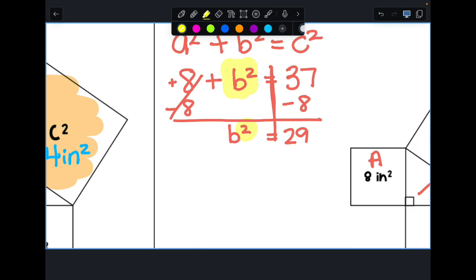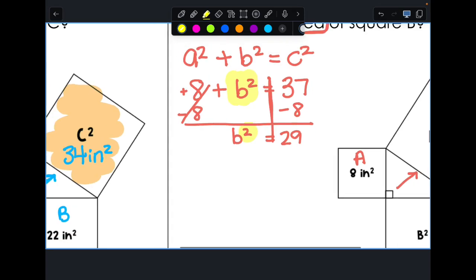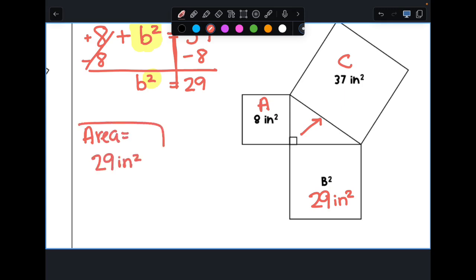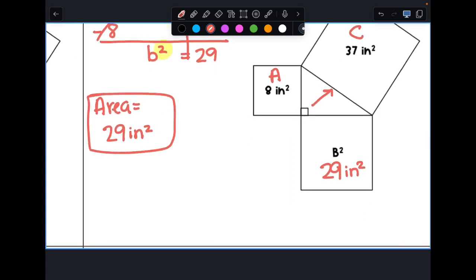This little 2 means it's squared, means that is the area, right? If it's still in squared mode, it is the area. So 29 inches squared. Now, if they ask us for the side, which they're not, but if they ask us for the side, how do we find that?